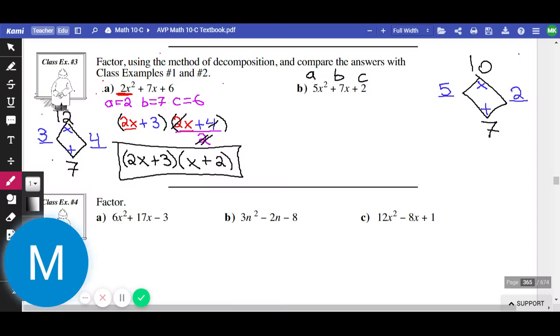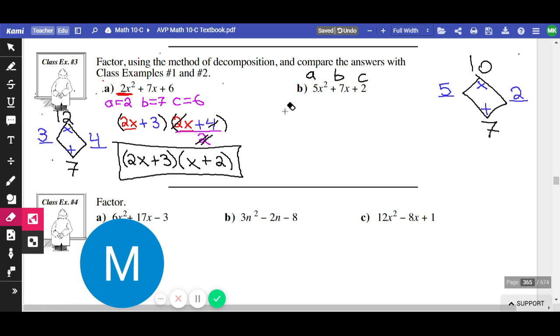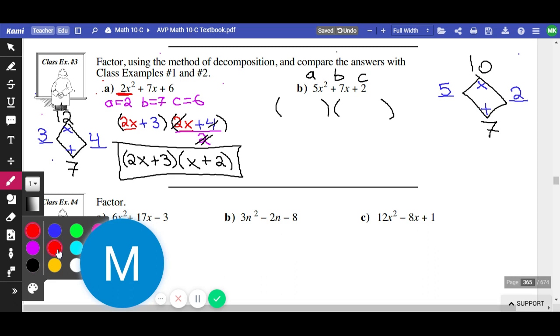We know when we factor a trinomial, we always get two binomials. We also always know that the first terms of your binomials should multiply to be the first term of your trinomial. So in our case, 5x squared should come from right here, 5x, and right here, 5x.